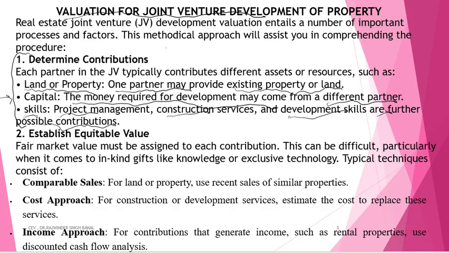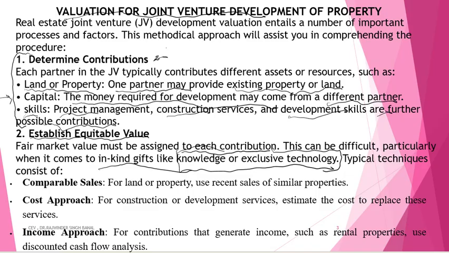After determining the contribution of each and every partner, we will establish the equitable value of each partner's contribution. Fair market value must be assigned to each contribution. However, it can be difficult, particularly when it comes to in-kind contributions. You can do the valuation of land or immovable property, but things like knowledge or exclusive technology are difficult to value, though we have to do that.